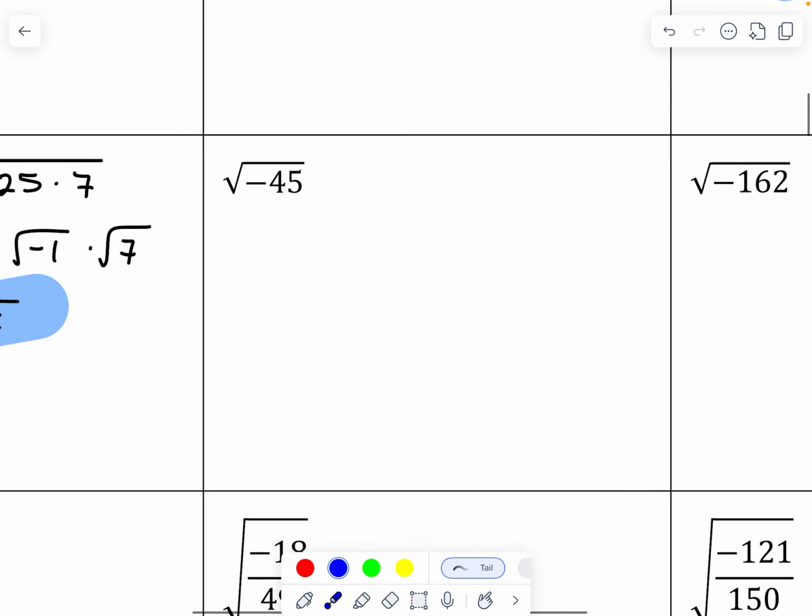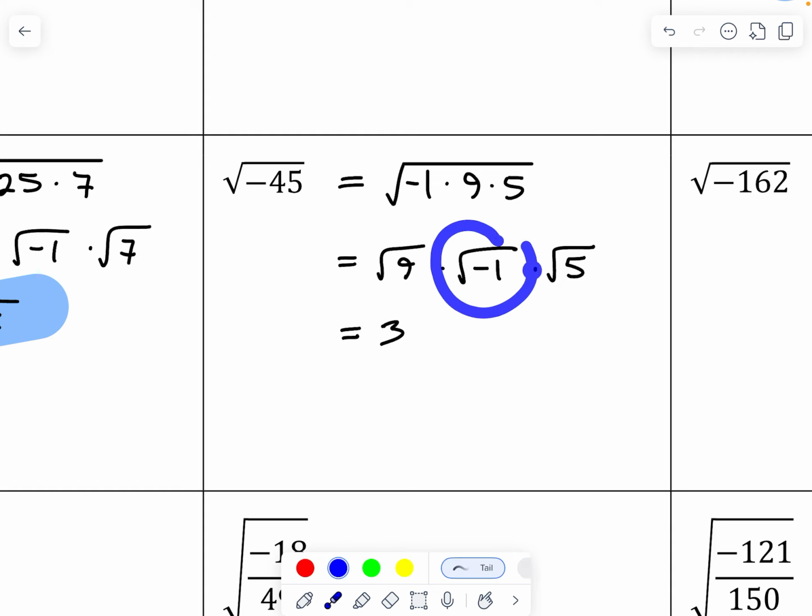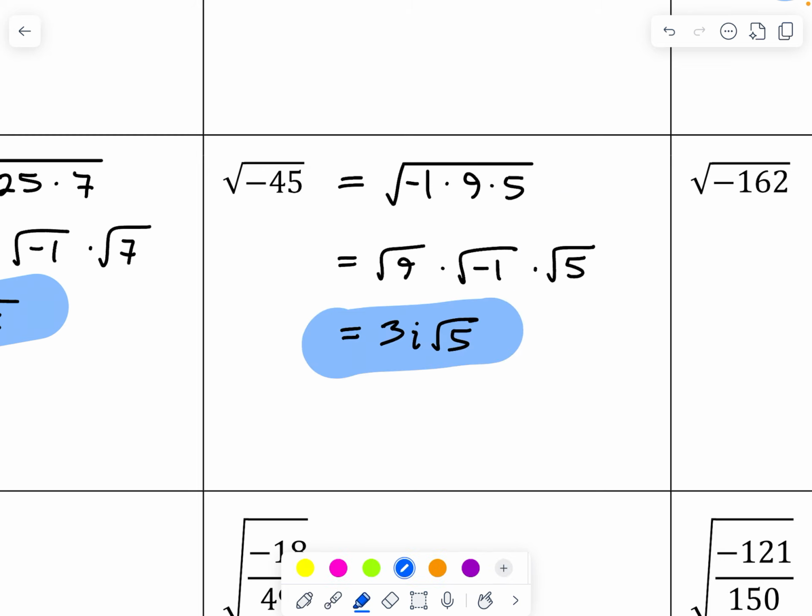Here we have negative root -45. Again, take a minute, think about it. 45 is divisible by which perfect square number? We're going to go 9 and 5. 9 being the perfect square number. Break apart the pieces. Root 9 is 3. Root -1 is i. And root 5 is, well, root 5. Can't simplify that piece.